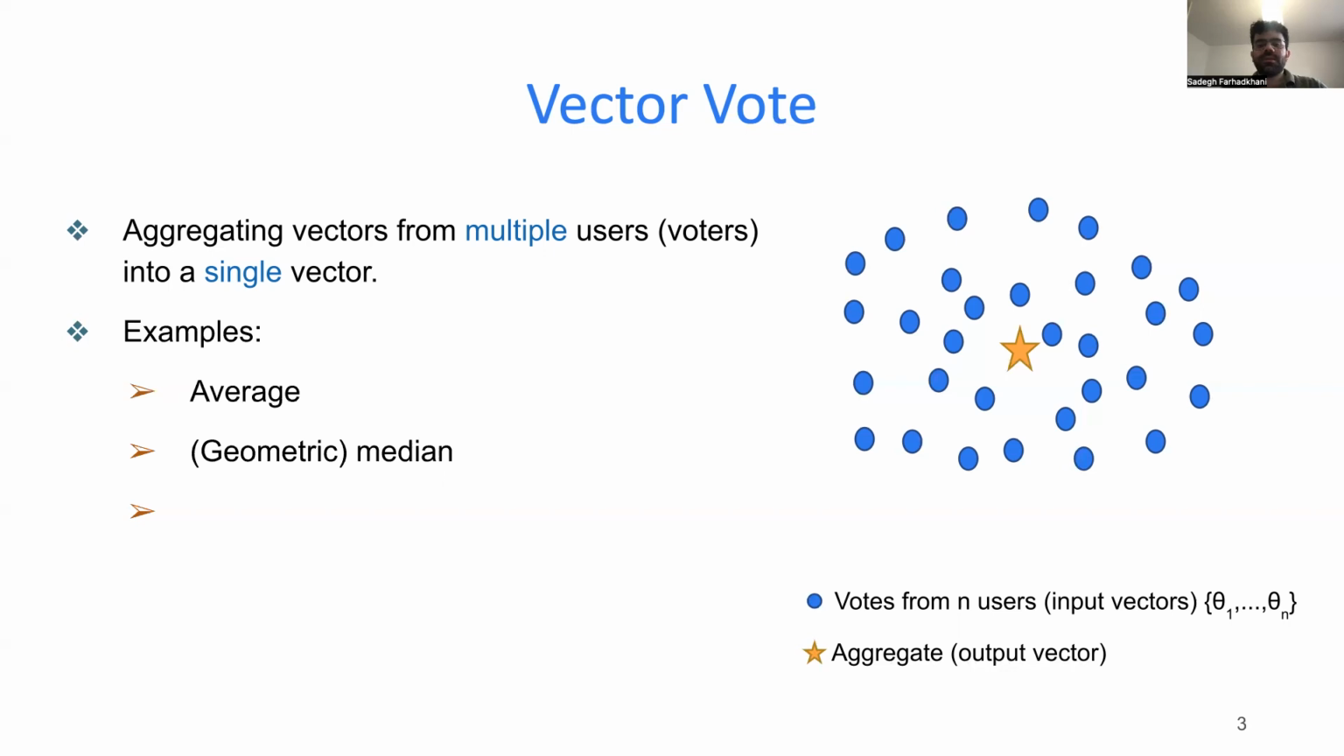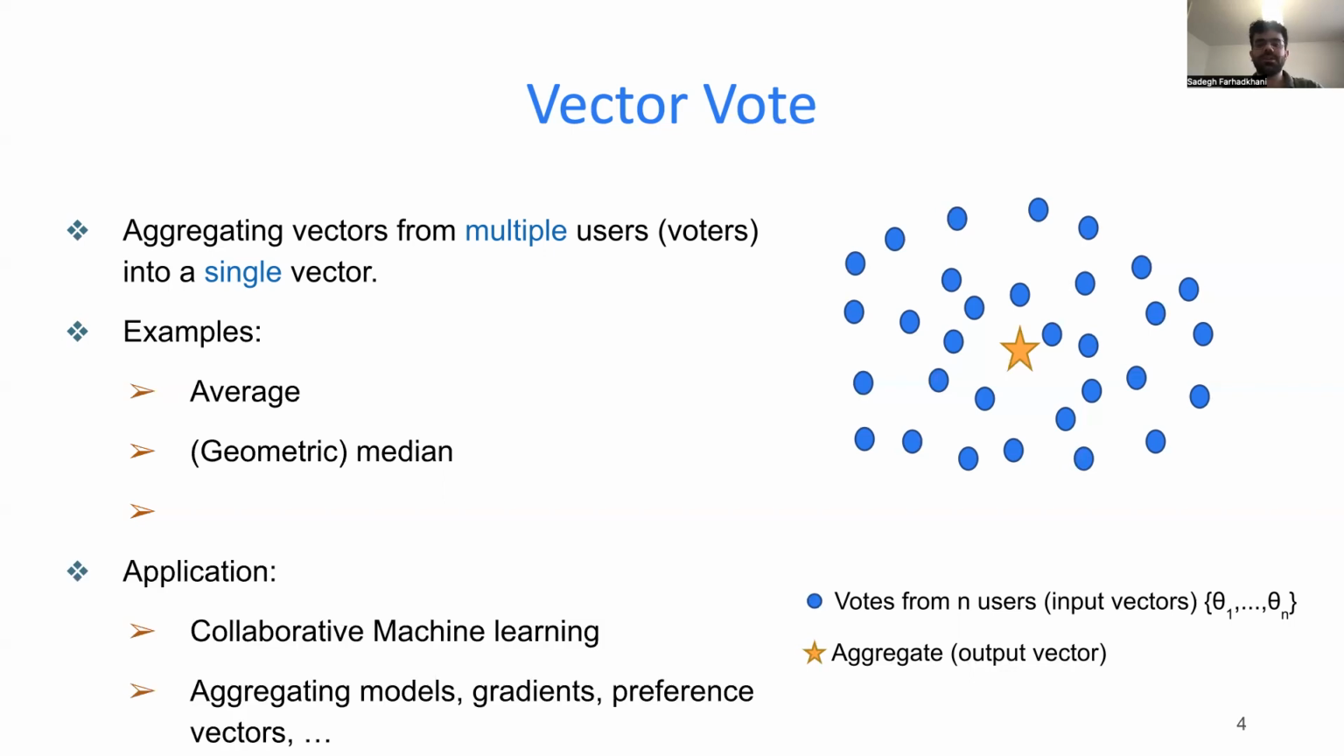There are many candidates for aggregating several vectors into a single vector, such as the average or the geometric median, which is the one that we consider in this work. And we will see more about them in the next slides.